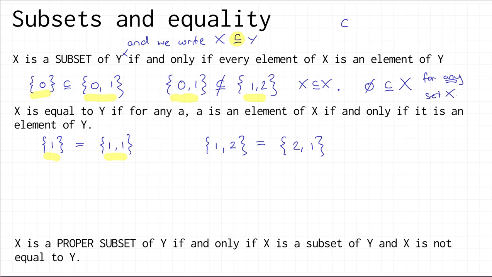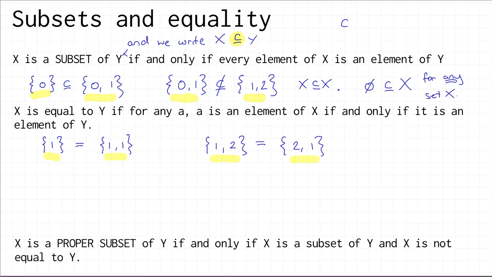Now 1 is an element of the thing on the right, and 2 is an element of the thing on the right. But on the other hand, the only things which are elements of the thing on the right are 2 and 1, and 2 is an element of the thing on the left, and 1 is an element of the thing on the left. So something is an element of {1, 2} if and only if it's an element of {2, 1}. So those things are equal as sets. So when people say things like set equality ignores repetition and ignores order, that's what they mean, that the set {1} is the same as the set containing 1, 1, and the set {1, 2} is the same as the set containing 2 and 1.